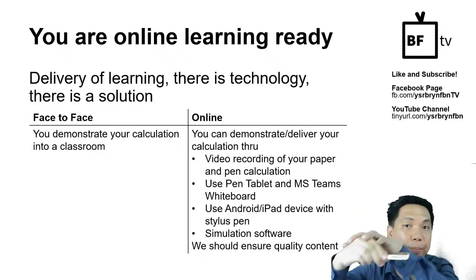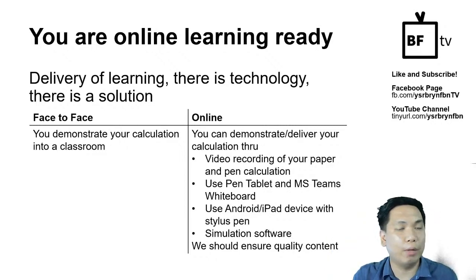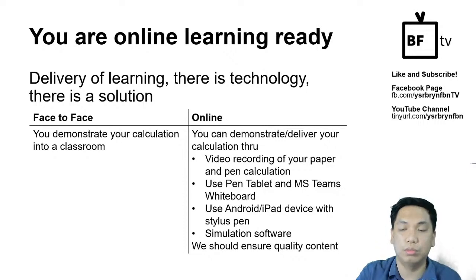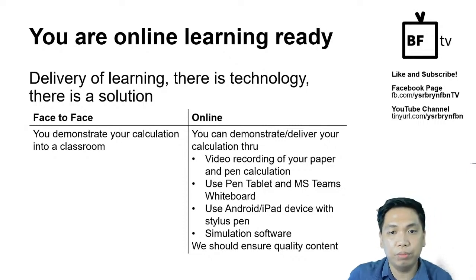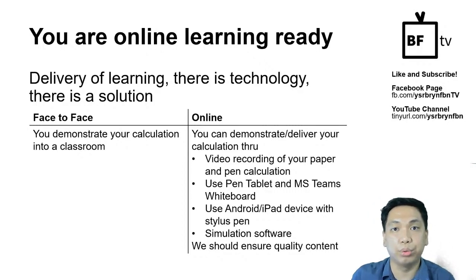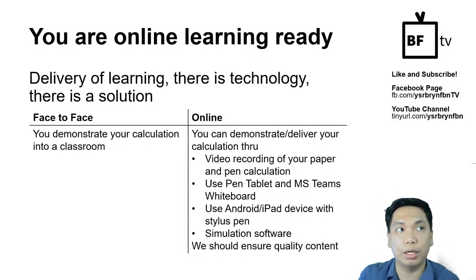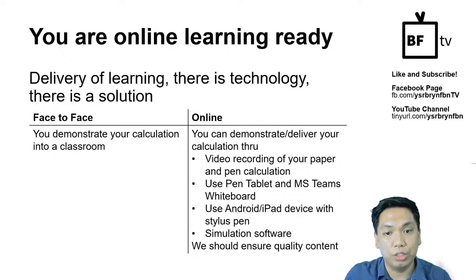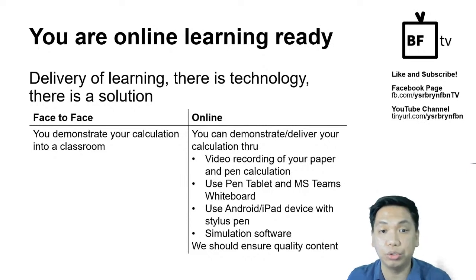You could buy a tripod for this. You could buy a constructed stand for this. And you could video your hands solving. If you can afford, you could buy a pen tablet ranging from 1,500 to 2,000. It's available on online selling apps. And you can use the MS Teams Whiteboard. For DLSUD, we are using the MS Teams Whiteboard app. If we connect the pen tablet to our computers, we can use the whiteboard feature smoothly.